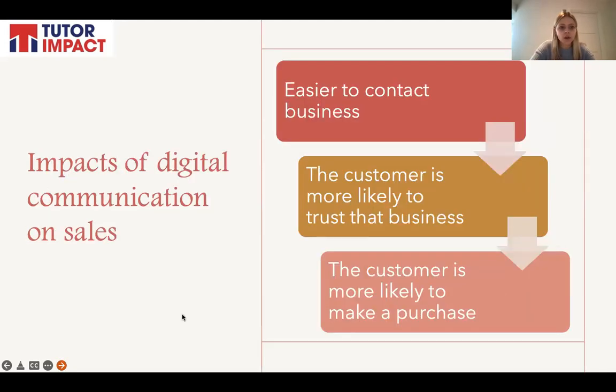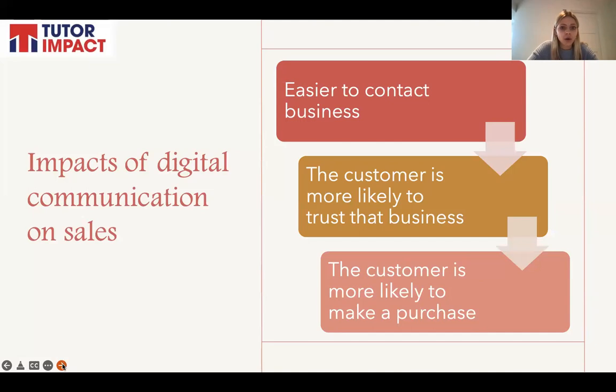So we're going to look at the impacts of digital communication, firstly on sales. And the easier it is to contact a business, whether by phone, by email, or through a website, the more likely a customer is to trust that business and make a purchase, because there's always that sort of information on hand to answer any queries that person may have. And using digital communication effectively can therefore help a business to increase its sales. So digital communication helps businesses to make more sales because of that customer trust that is established from these platforms.